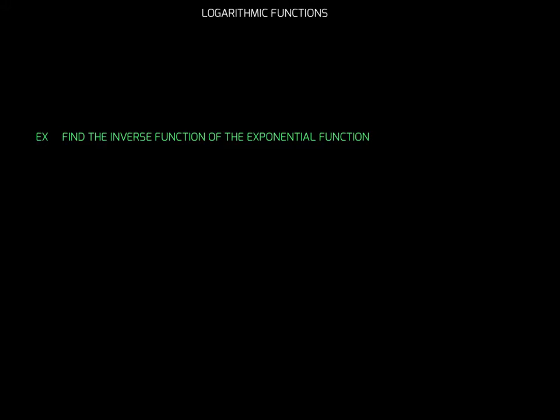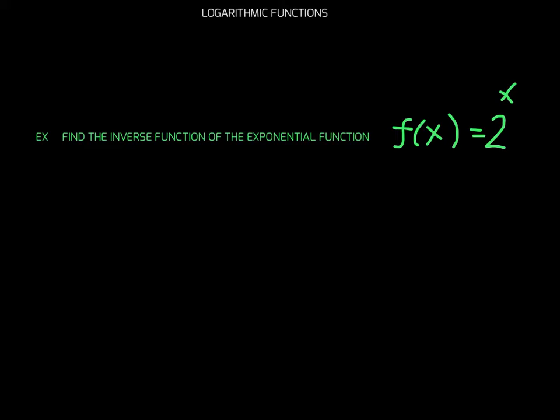All right, the first thing we want to do is find the inverse function of the exponential function f of x is equal to 2 to the power of x. Okay, 2 to the power of x. All right, so let's see if I can make that x even nicer for you. There. All right, cool.